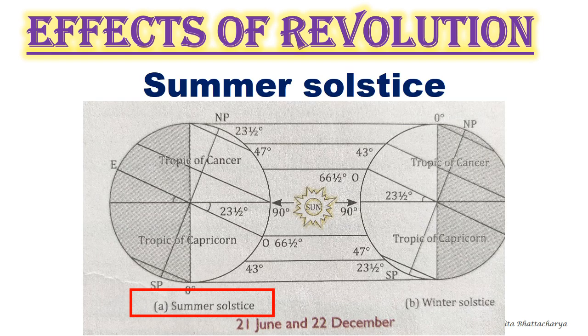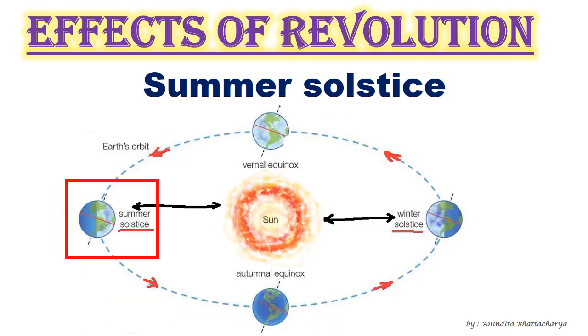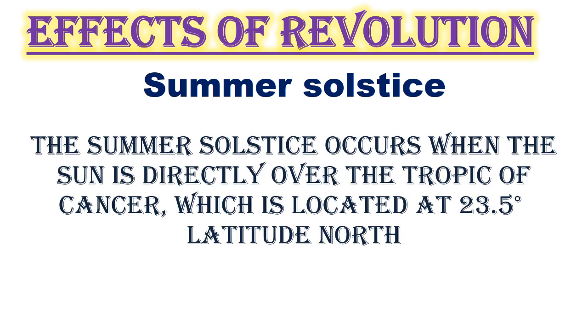Next one, the summer solstice. The North Pole is inclined towards the Sun. Areas beyond the Arctic Circle get 24 hours of daylight. Areas beyond the Antarctic Circle are in complete darkness for approximately 3 months. In the northern hemisphere, days are longer than nights. The conditions are reversed for the southern hemisphere. It is summer in the northern hemisphere and winter in the southern hemisphere.